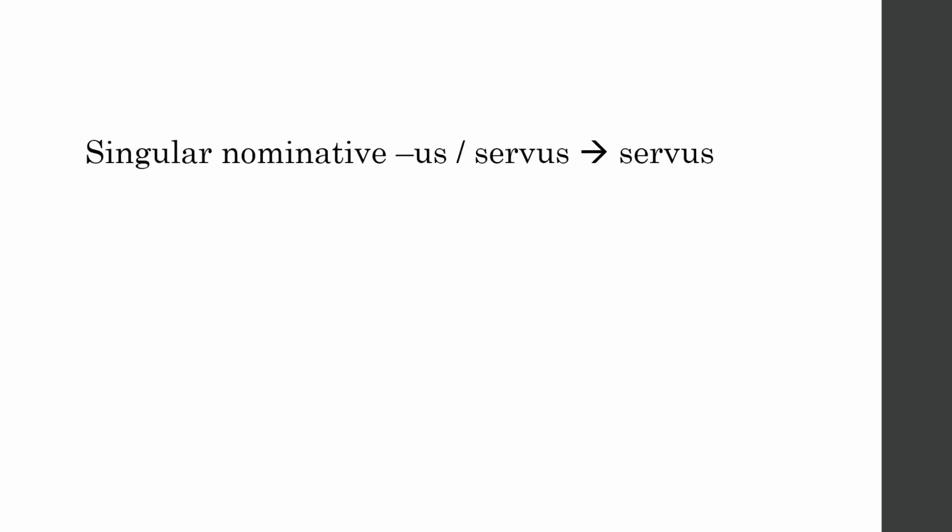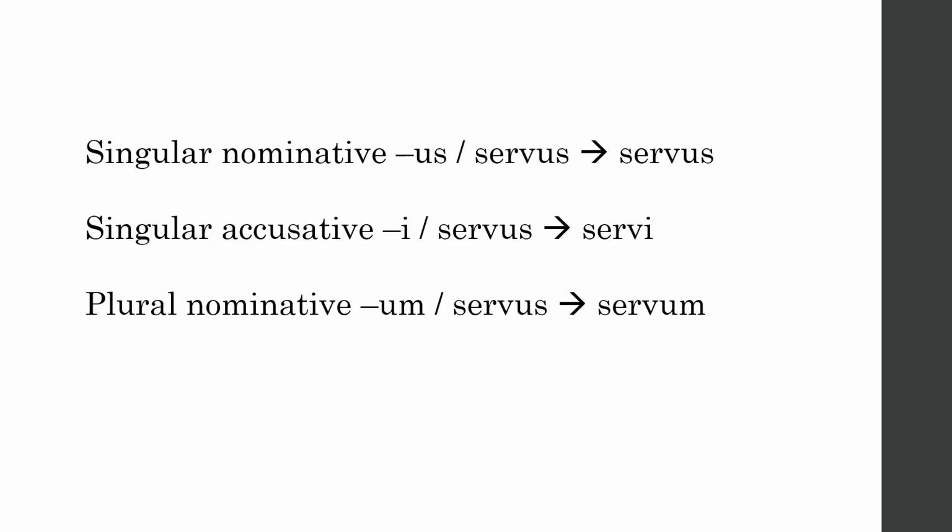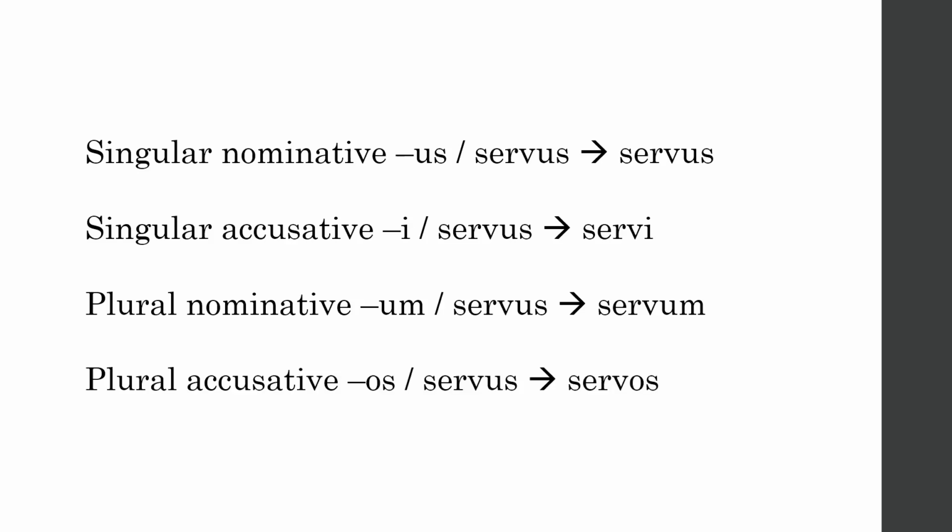Now, with the second declension, we'll look at it with the noun servus, or slave. Again, servus is already in the nominative, so it stays the same. Singular accusative, second declension nouns take the ending i, so servus would become servi. Plural nominative, second declension words would take the ending um, so servus becomes servum. And plural accusative, second declension nouns take the ending os, so servus would become servos.